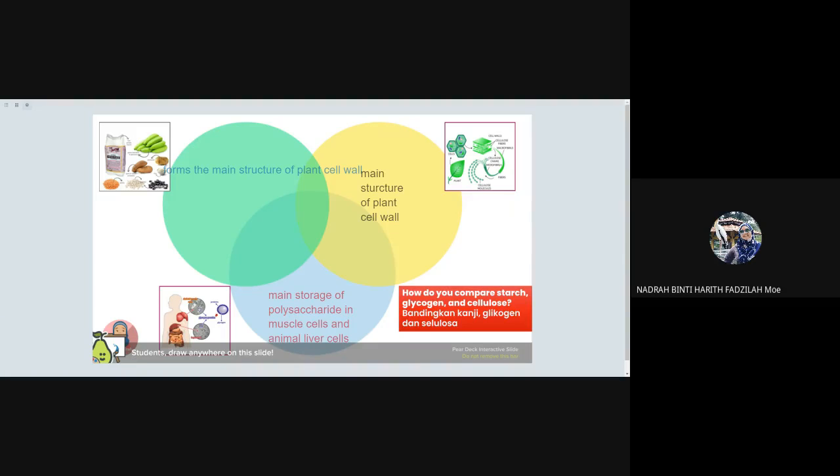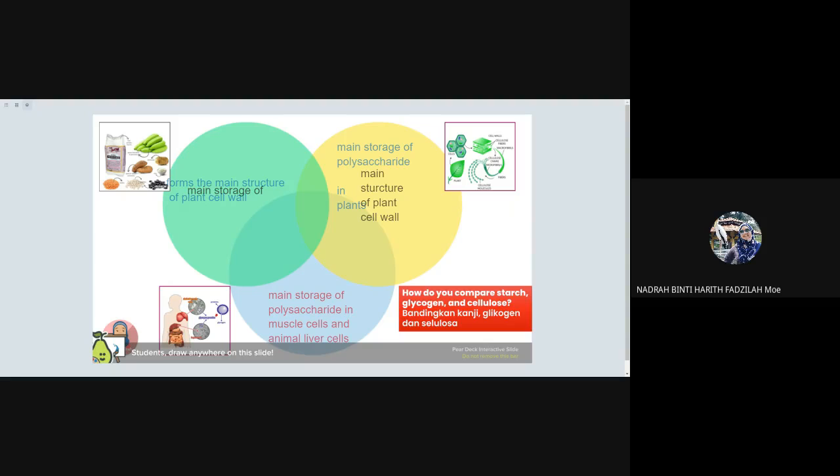In terms of function, I can see differences in terms of function here. Dia kata glycogen tu untuk storage for muscle cell and animal liver cells. Whereas in cellulose tu the main structure of plant cell wall. Bagaimana pula dengan starch? What is the function of starch? Dan apa yang sama antara ketiga-tiga dekat situ? Apa yang sama dekat starch, glycogen dengan cellulose?